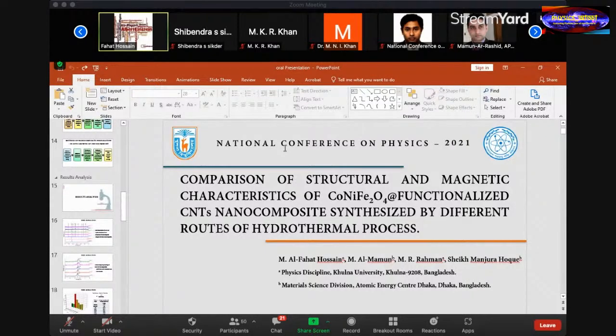Actually, just to make you confusion free, this is not called different routes of hydrothermal process. Hydrothermal process is a single route actually. This is a one-step synthesis technique. So your method of addition, the recipe is different, the way of adding is different, but the hydrothermal route is actually one route. It is a one-step process. You are taking different steps to follow the hydrothermal process.